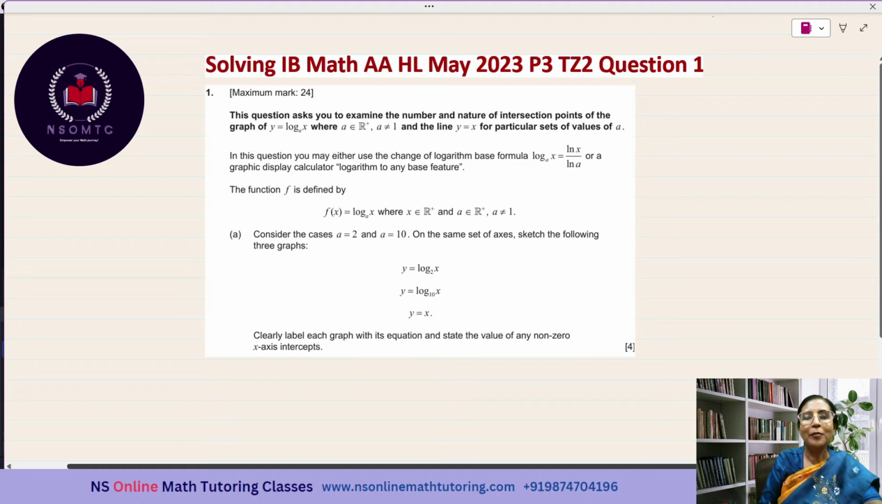Hello students, from today we start to solve the IB Math A AGL May 2023 paper 3 time zone 2 past paper. Today we'll be solving question number 1 of this paper.